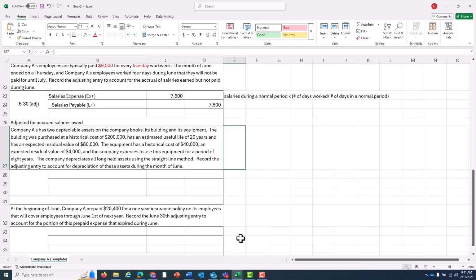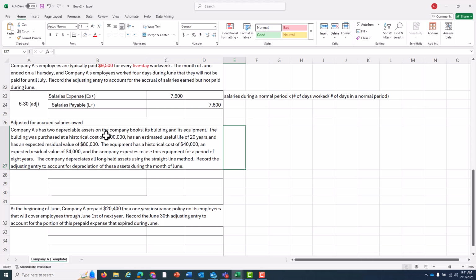We need to find some kind of way to depreciate those assets and record the expense for the amount of value that they lost during the period. And when you do so, you need to make some estimates. You need to make an estimate about how long you're going to use it for and what you think you can get for it when you're done using that particular asset. Company A has two assets that need to be depreciated on their books, their building and their equipment.